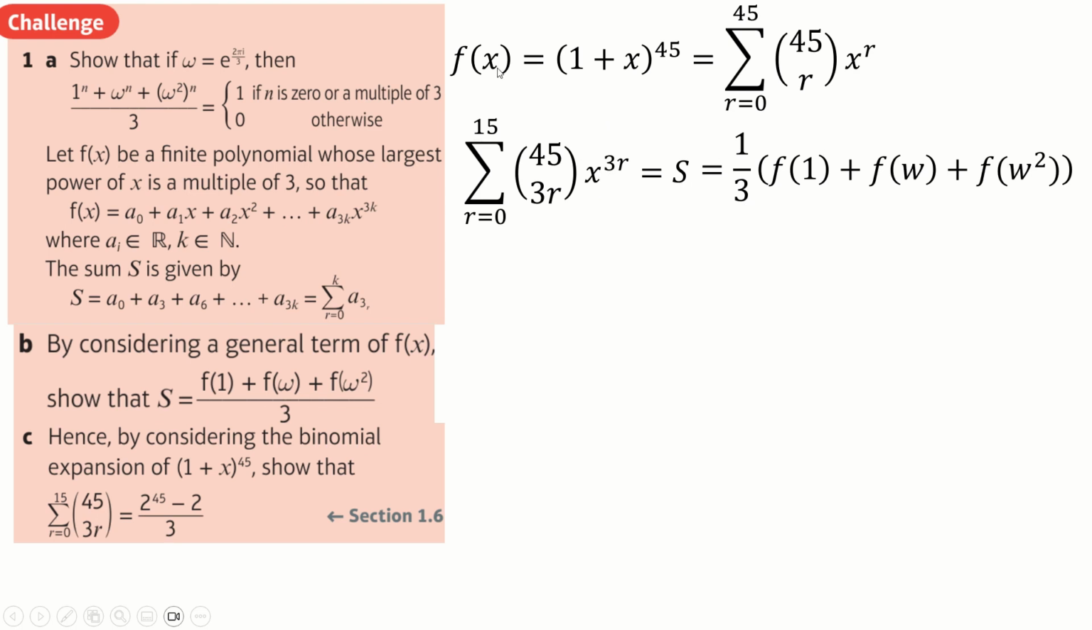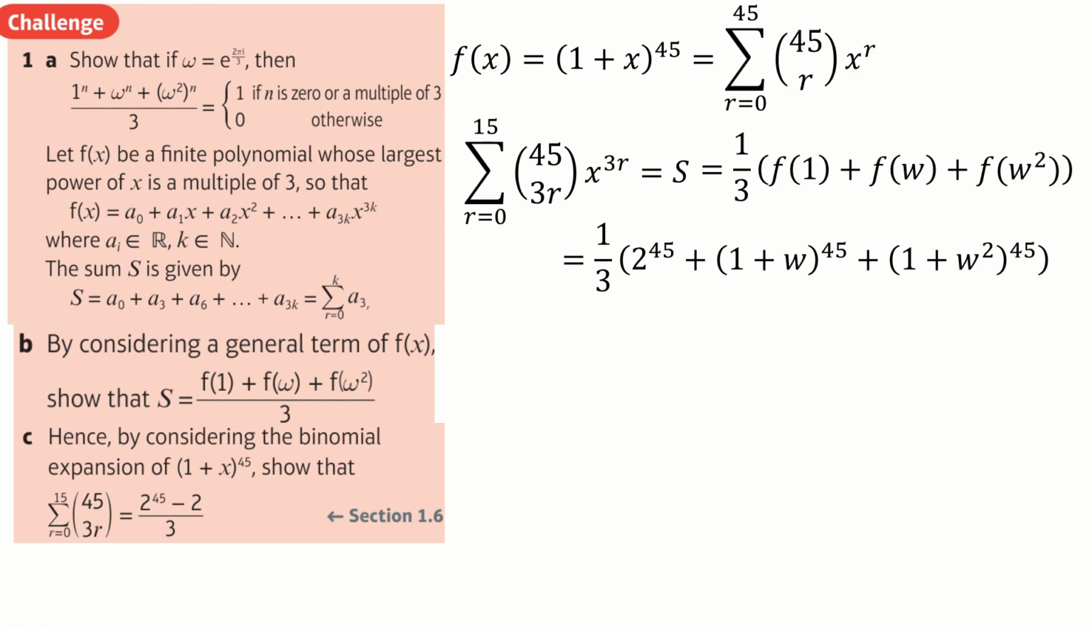Now, f of 1 is just 1 plus 1 to the power 45, so that's just 2 to the power 45. F of omega is 1 plus omega to the 45, and then f of omega squared is 1 plus omega squared to the 45. So, okay, that's cool. This thing here, this thing shouldn't exist, is equal to this. How do I get that to look like this? Well, with some very clever trickery.